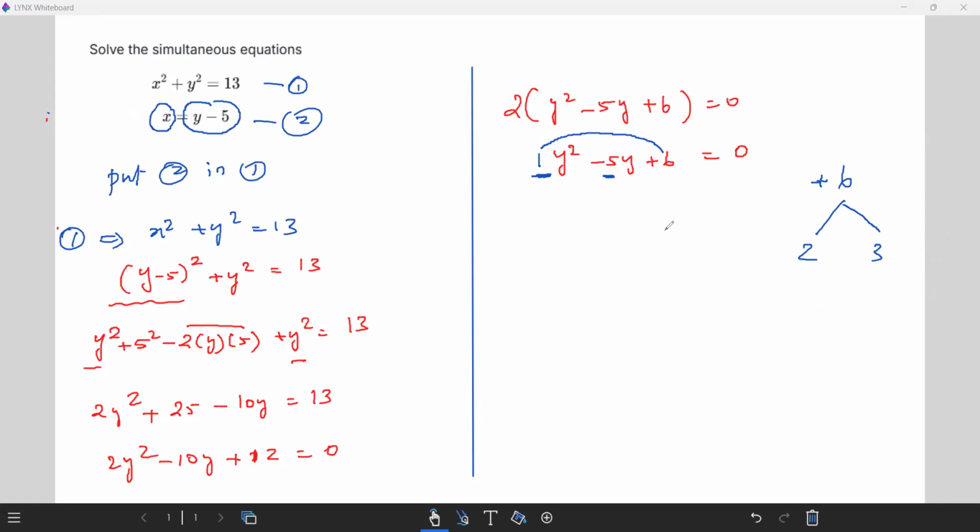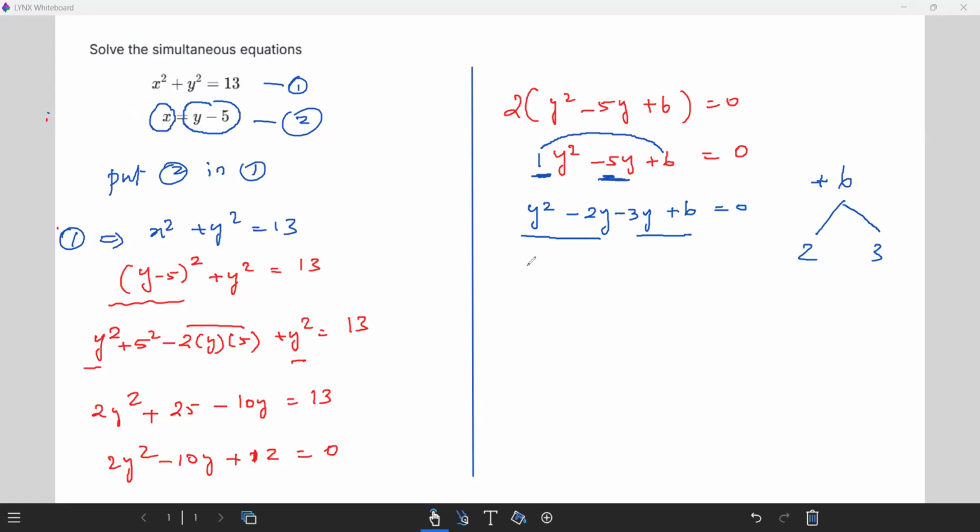Now what do we do? We write y square as such. In place of that minus 5y, we take minus 2y and minus 3y plus 6 equal to 0. And now what is the next step to be done? The next step will be, since we have 4 terms, combine the first 2 terms and combine the last 2 terms.